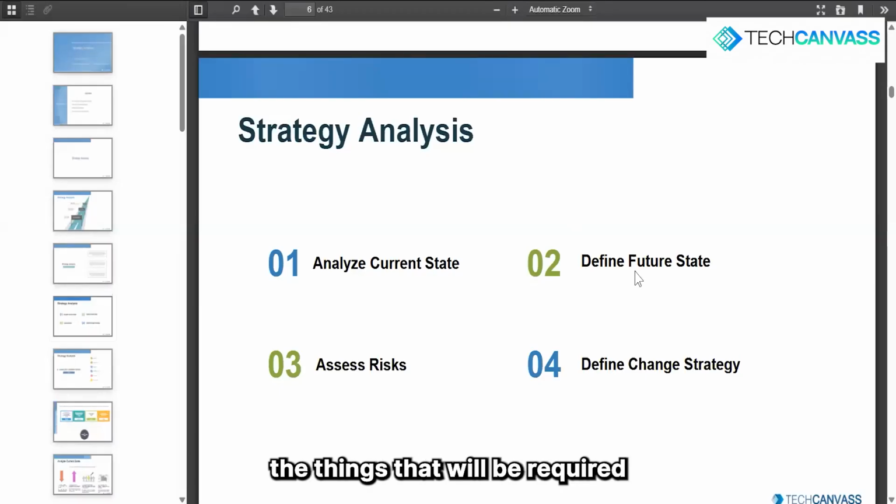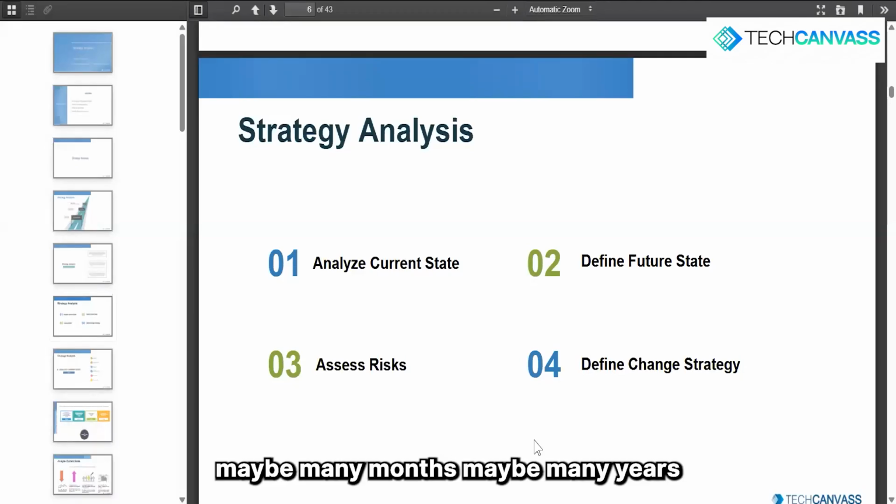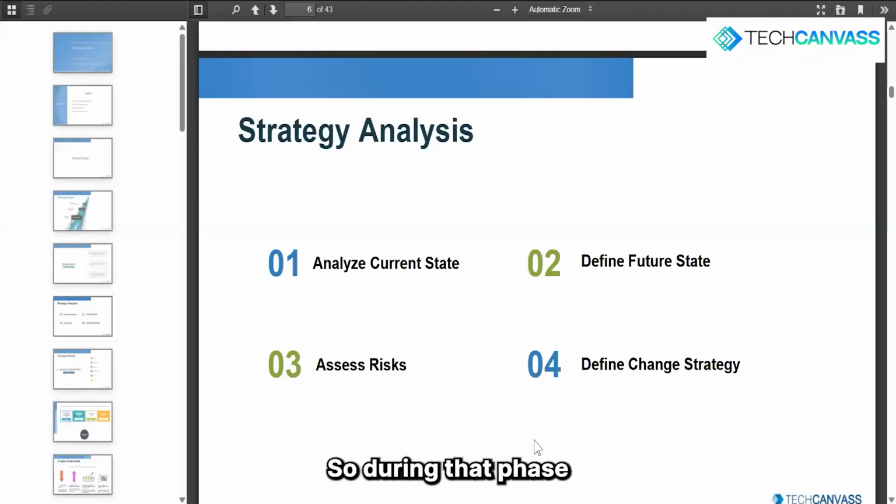These are the things that will be required. You will have to assess the risks when you move from current state to future state, during those transition phases. You're not going to achieve that future state in the next month. It will take maybe many months, maybe many years. So during that phase, you are going to assess the risks also. A lot of risks will surface over a period of time. You need to assess those risks and continuously monitor them.